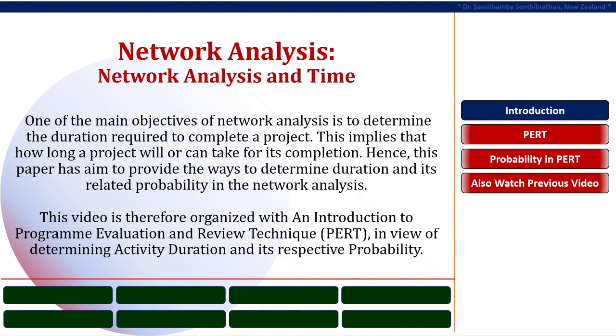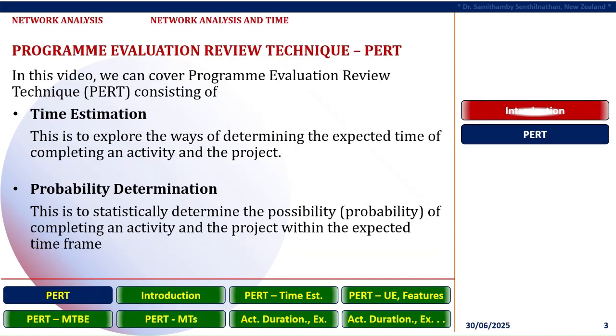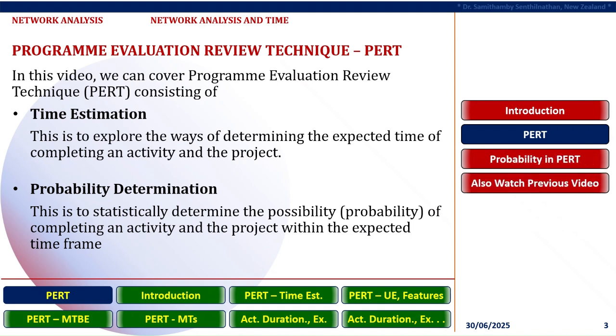This video is therefore organized with an introduction to Program Evaluation and Review Technique, PERT, in view of determining activity duration and its respective probability. Program Evaluation Review Technique, PERT. This technique consists of, primarily, time estimation. This is to explore the ways of determining the expected time of completing an activity and the project. The next is the probability determination. This is to statistically determine the probability of completing an activity and the project within the expected time frame.